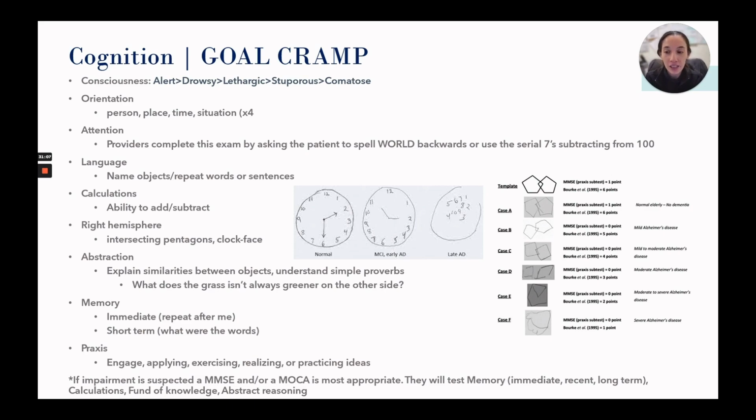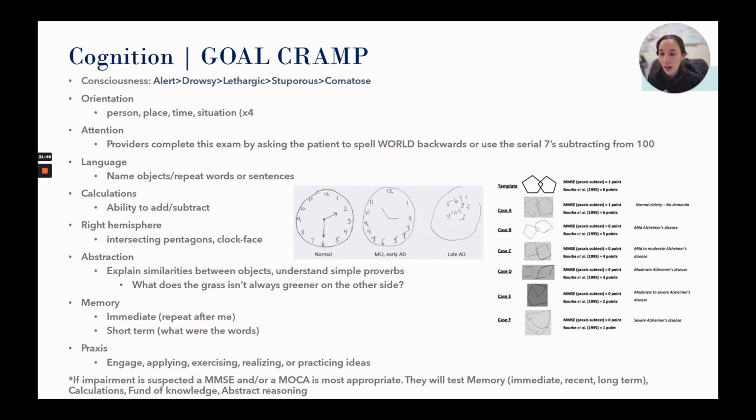And then same with these intersecting pentagons. You see the template, you see a normal elderly person, and then as they go down and they vary drastically from that beginning one, you can see one of the ones in case B is actually a square. It's not even a pentagon. And as it goes down, it changes drastically, and that kind of shows what stage of Alzheimer's. And again, we won't be diagnosing these things, but it's a very interesting thing.